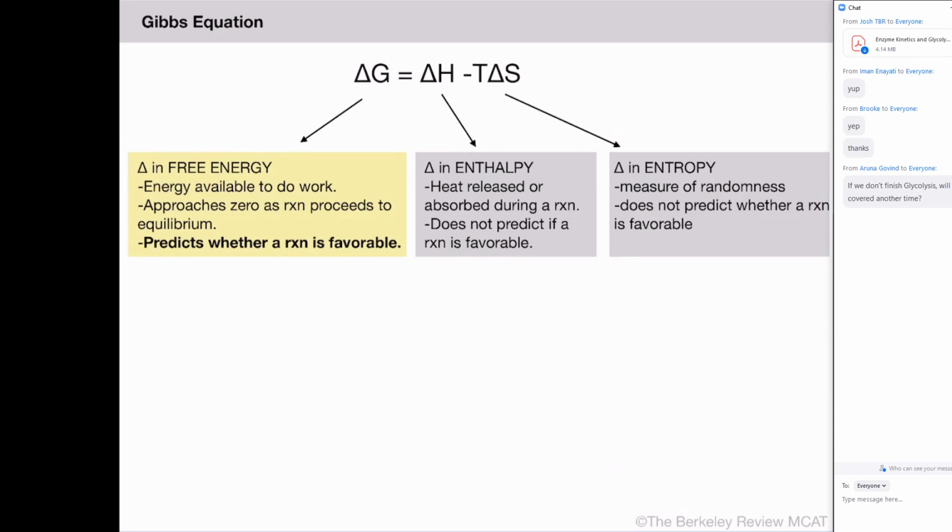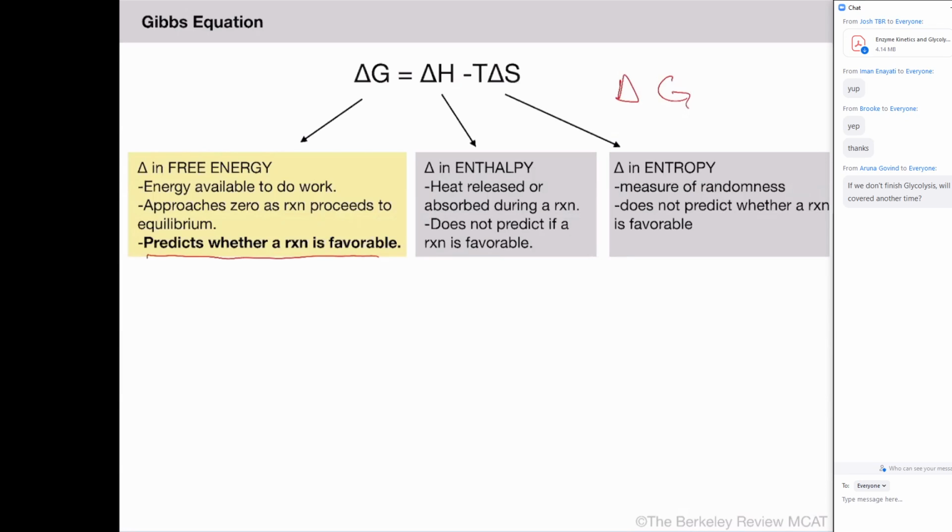And this is just the energy available to do work, okay? And as delta G approaches zero, right, it's approaching equilibrium, okay? And so delta G is used to predict whether a reaction is favorable or not. All right. And we cannot measure free energy. We cannot measure just G by itself. So we have to measure the change in free energy, delta G.